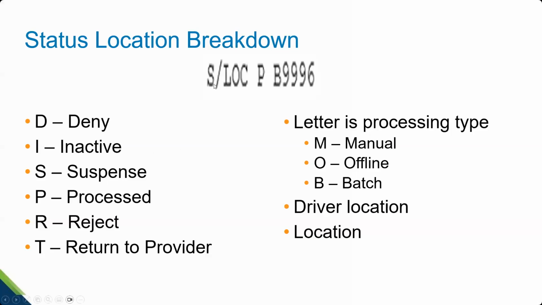So this example up here on the top of the slide is showing a status location of PB 9996. So it is on its way to being finalized, but it hasn't been finalized yet. Once it is actually finalized, it would move to PB 9997.